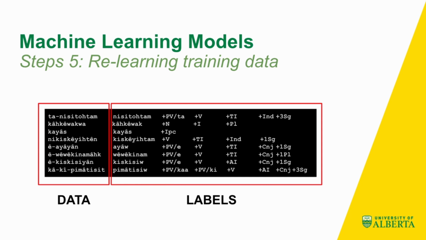we have our data here and we have our labels. In this case, these labels were actually created by a rule-based system. So we taught a computer through years of creating a rule-based system that, for example, if you have TA dash at the start of something, put the plus PV / ta tag, as in the first example.